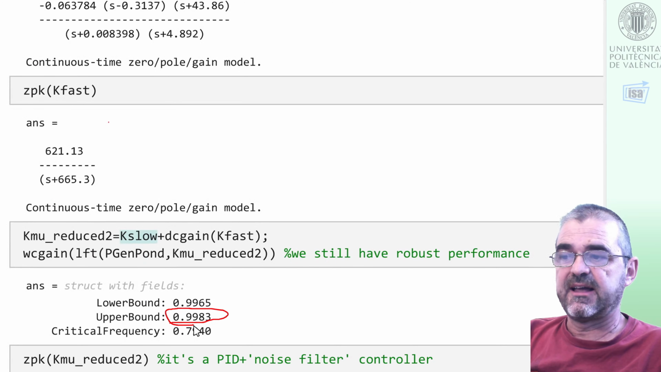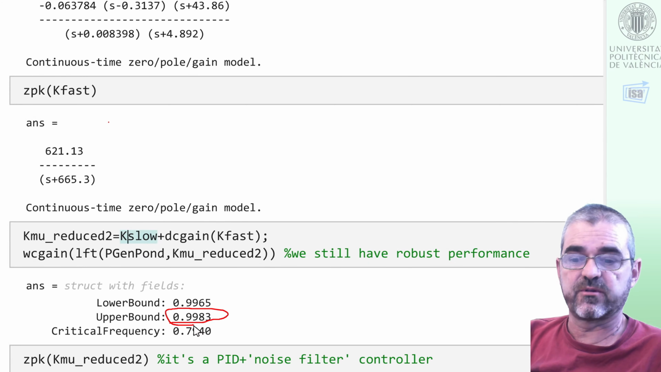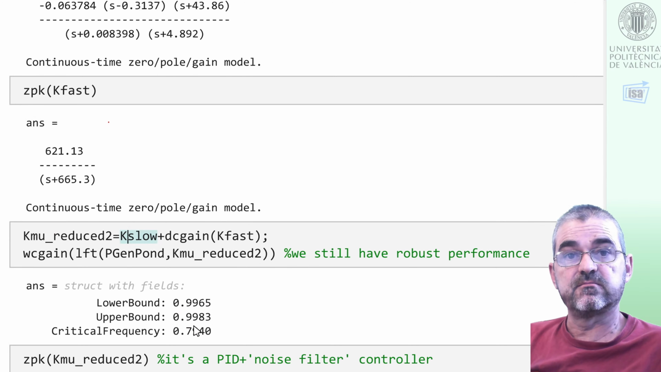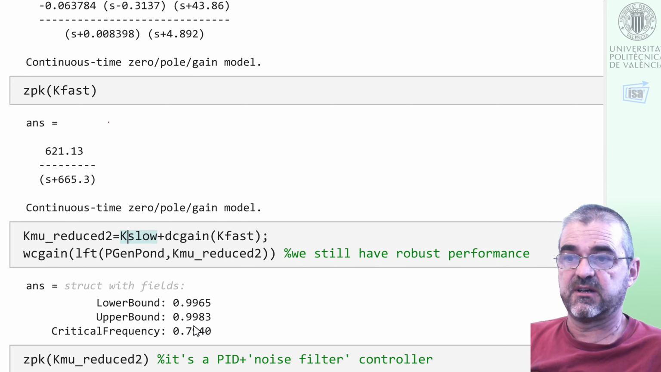the miracle happens and I get worst case gain less than 1. So we have guaranteed robust performance with this second order controller. So we successfully reduced from 11th order originally to second order as our final result.